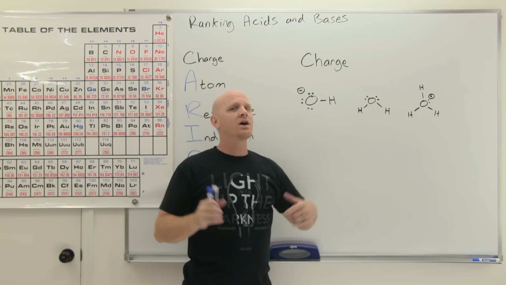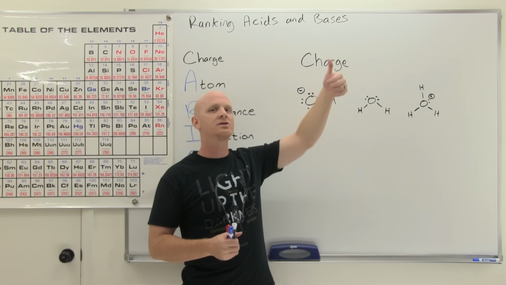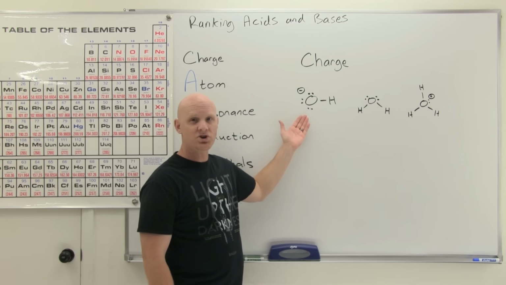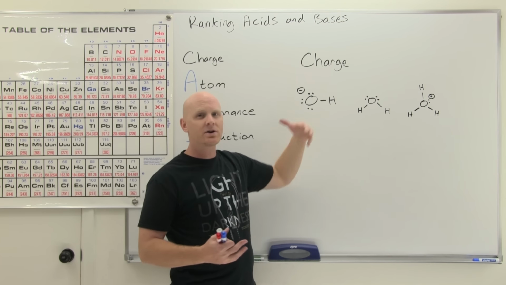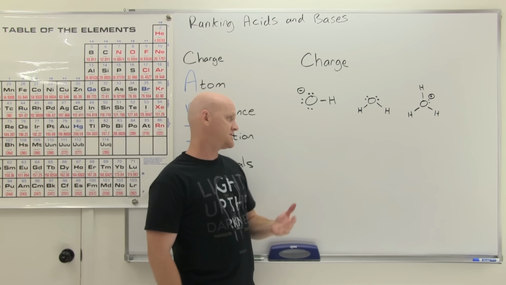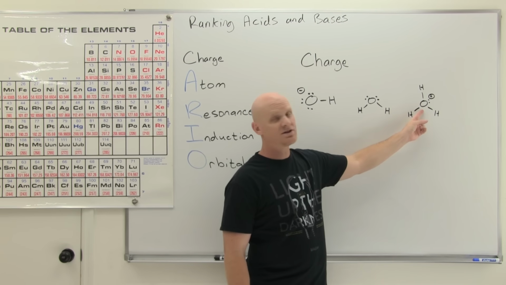And the further they get out from that nucleus, the higher their energy and the greater the reactivity as a base. And so having a negative charge causes your electron cloud to be bigger, the electrons are on average further from the nucleus, and it leads to a stronger base. Now, a positive charge is going to do the exact opposite.